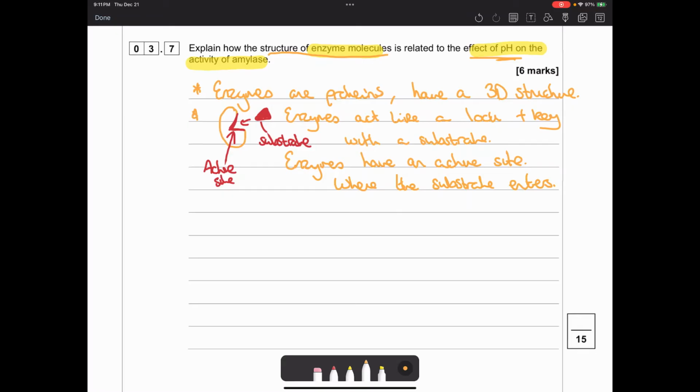Okay, and they can fit together. The substrate can go in because they are the same shape. They have got complementary shapes. So enzymes can bind with substrates if they have complementary shapes. Okay, and this is what then binds with it. It would then break it down.